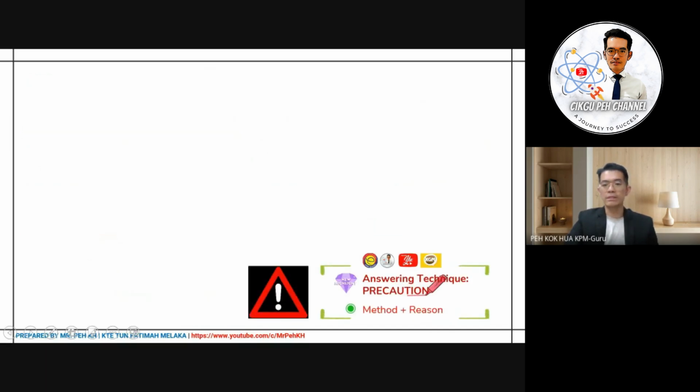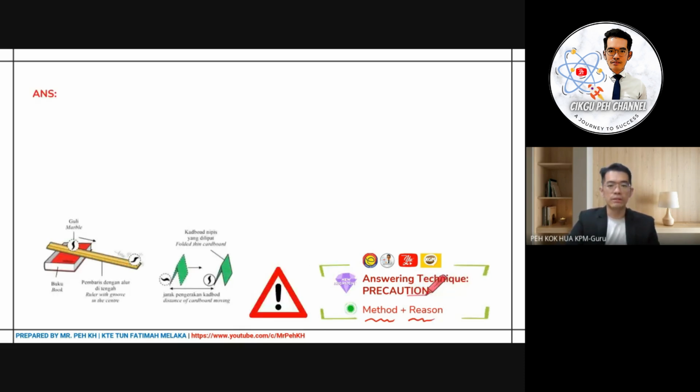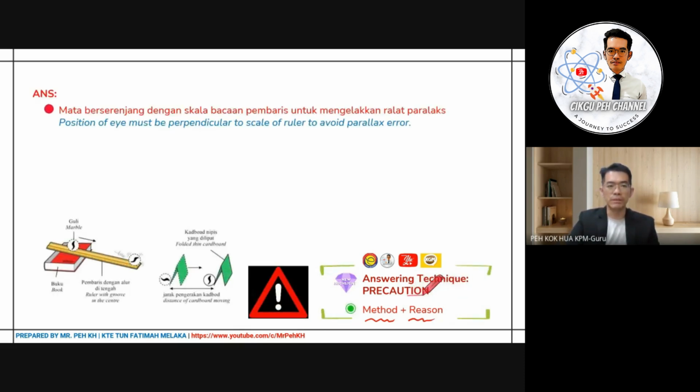Then the question also asks you to give the precaution for the experiment. For the precaution, you have to give the method you can use to reduce error in this experiment, together with the reason. The answer reference here will be, first, the position of the eyes must be perpendicular to the scale of the ruler to avoid parallax error.